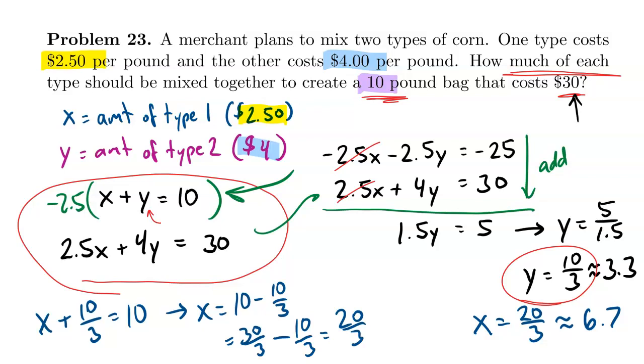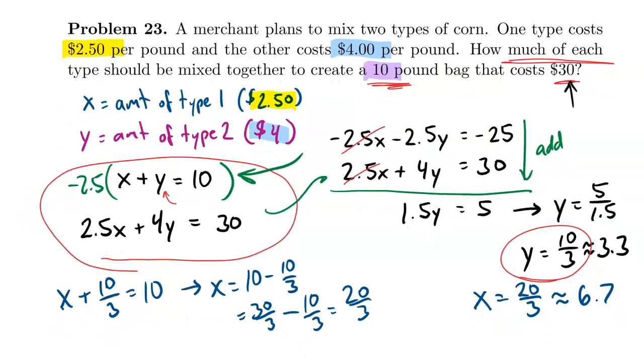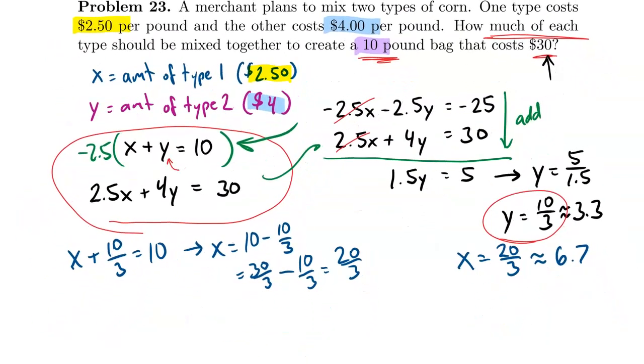So those are my two values. The value for y is 10/3, the value for x is 20/3. Those are the two values that should satisfy both equations simultaneously. It makes sense to double check this and think carefully if this actually works out. So if I add together 20/3 plus 10/3, I get 30/3, which equals 10. So that satisfies the first equation.